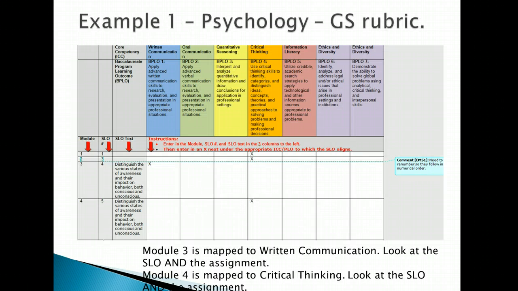So here's an example from Psychology 1. You see that we have a student learning outcome in Module 3. It will be renumbered to be SLO number 3. It is mapped to written communication. Module 4, which the number will be changed to number 4, happens to have one SLO per module here, and will be mapped to critical thinking.